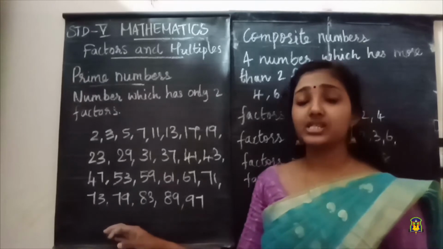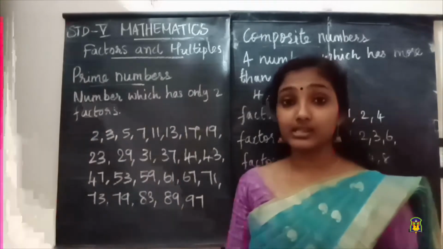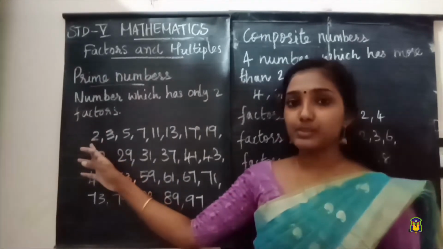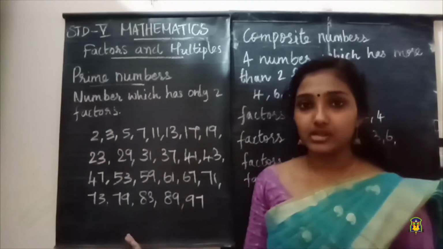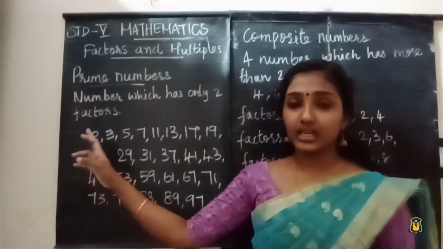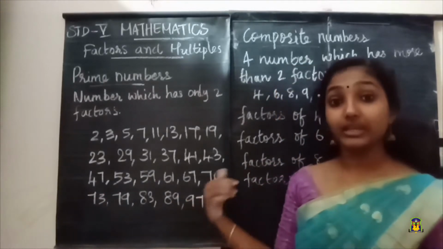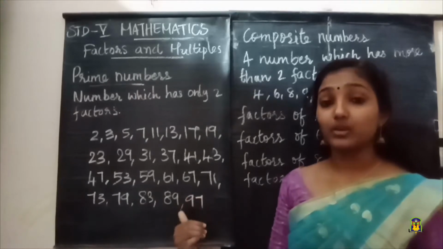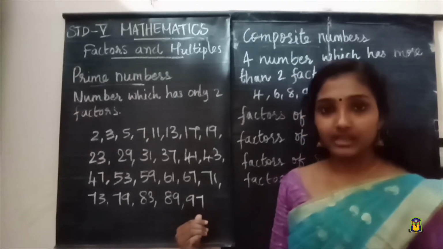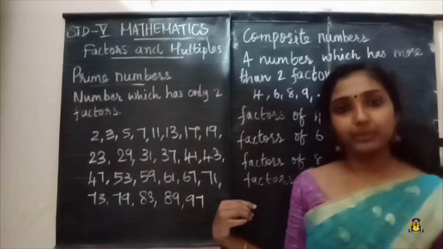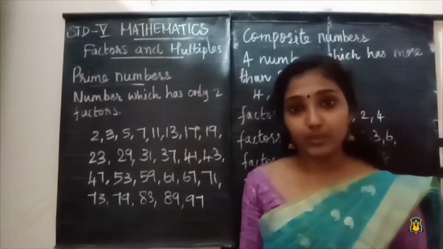And from this list, which is the smallest one? 2 is the smallest one, right? So 2 is the smallest prime number, and there is one more speciality for 2. Except 2, all other prime numbers are odd numbers, right? So 2 is the only even prime number. The list ends at 97, but there are many other prime numbers; here we have listed only those up to 100. So the smallest prime number is 2, and 2 is the only even prime number.